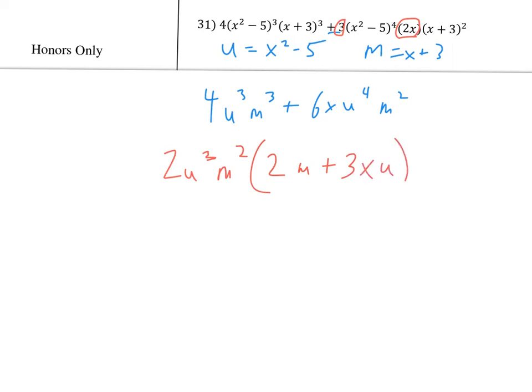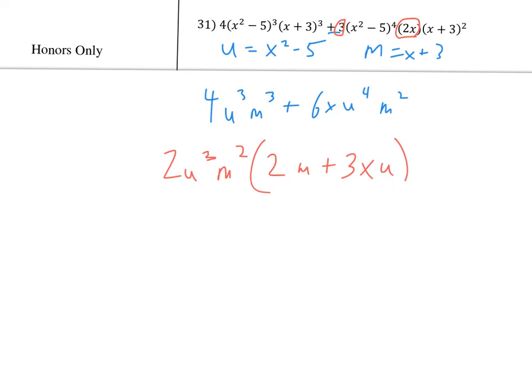We can double check that with a quick distributive property. So 2 times 2 is 4. U to the third is right there. M squared times m gives me m to the third. Then over here I got my 6. U to the third times u is u to the fourth. The x is right there. And then m squared will just attach back.